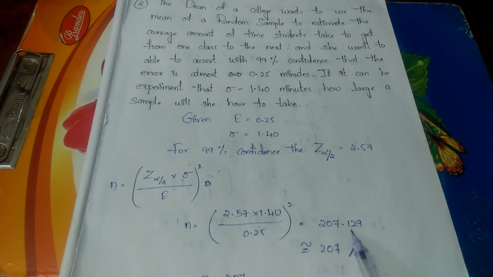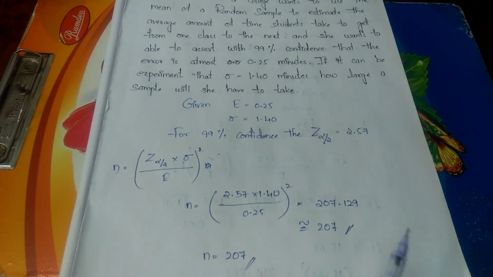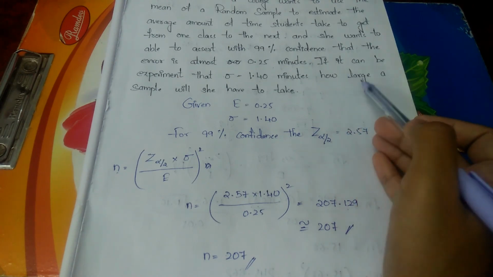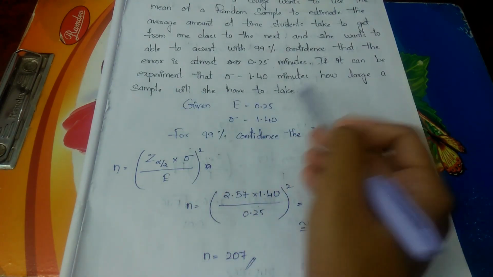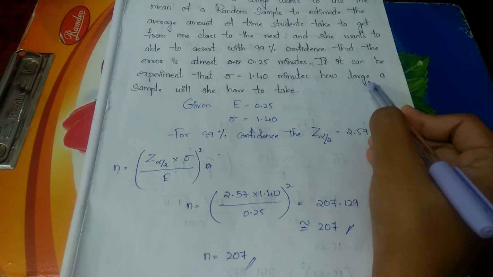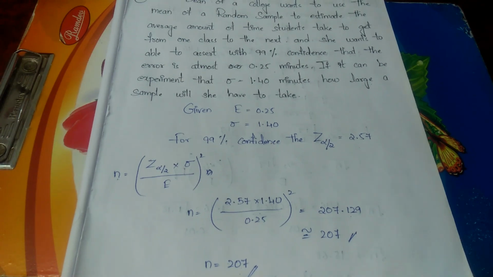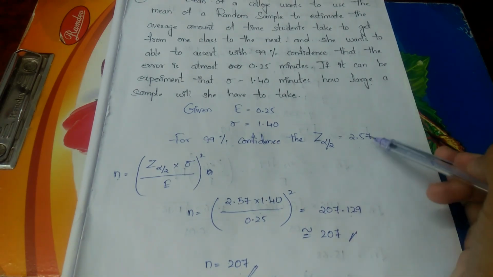The sample size cannot be a decimal, so you have to take an approximate value. This is approximately 207. Therefore the sample size n is equal to 207. In the question itself, how large a sample will she have to take, they are indirectly saying that the sample size is large. After getting the sample size of 207, it is greater than 30, so you can say it is a large sample. The question is somewhat big but the answer is very easy.